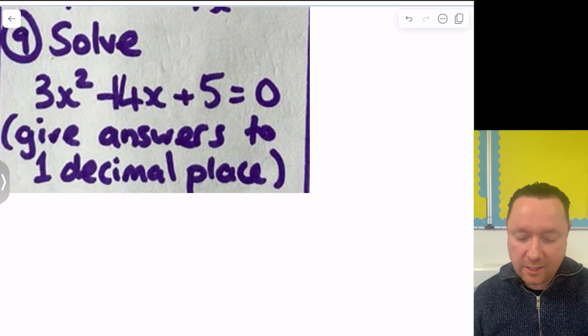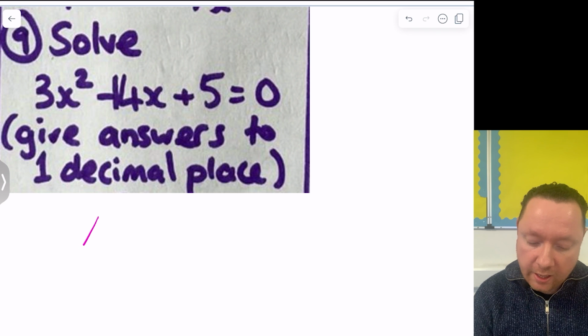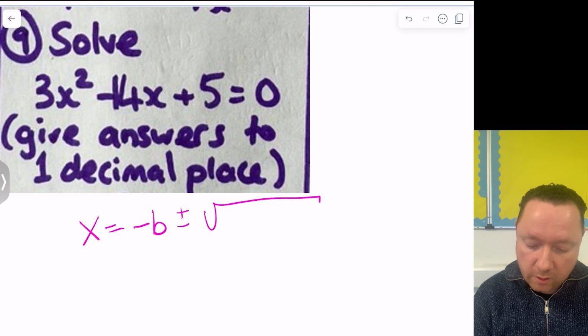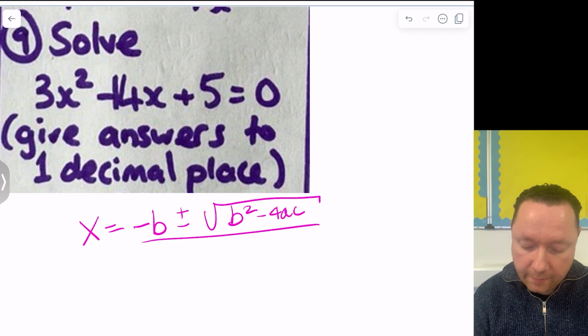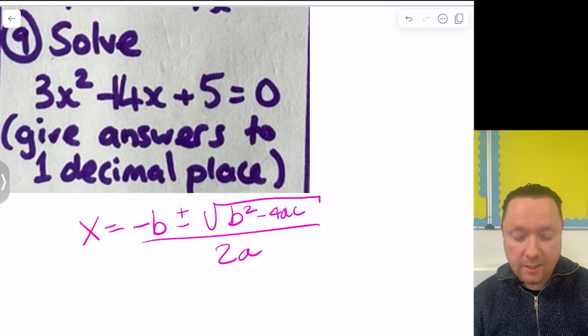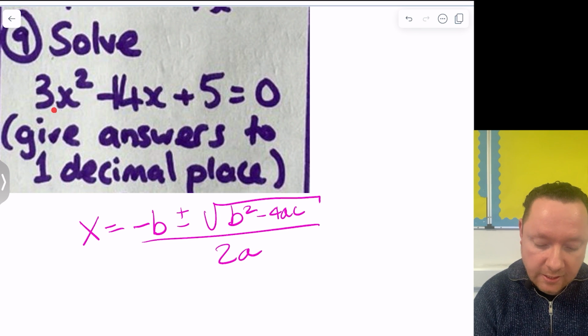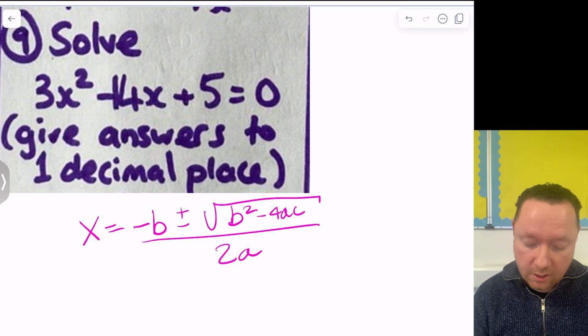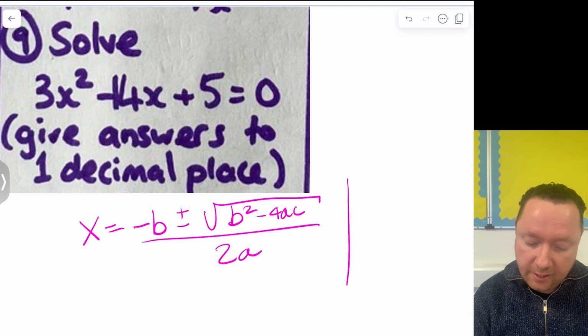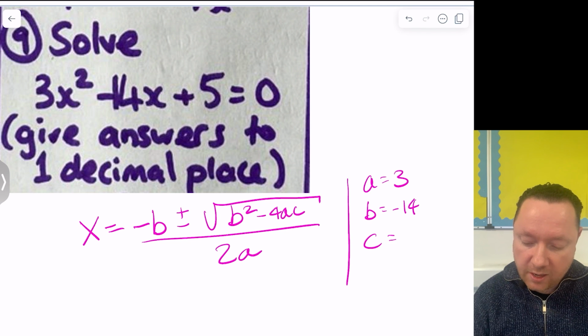So check the start of the exam paper. If you do that, you'll get a formula that looks like this. x equals minus b plus or minus the square root of b squared minus 4ac, all over 2a. Now make sure you copy that down exactly. And that works when it says x squared, x, number equals 0. If it's not in that form, change it. So identify my a, b, c. a is 3, the number in front of x squared. b is minus 14 and c is 5.